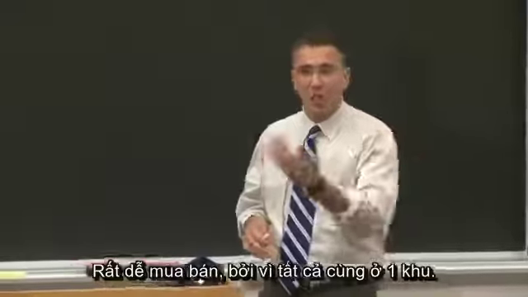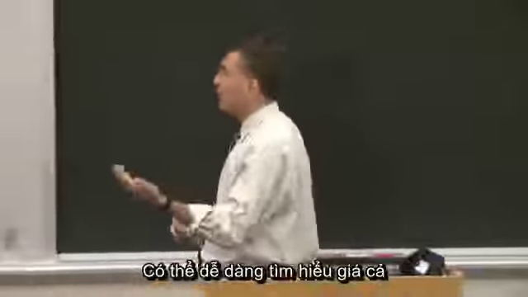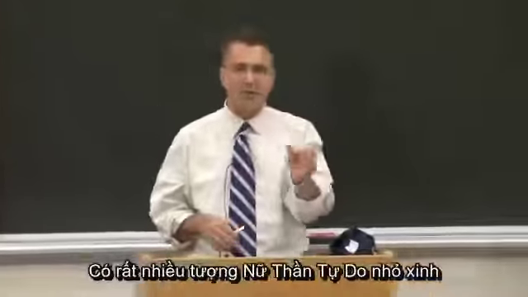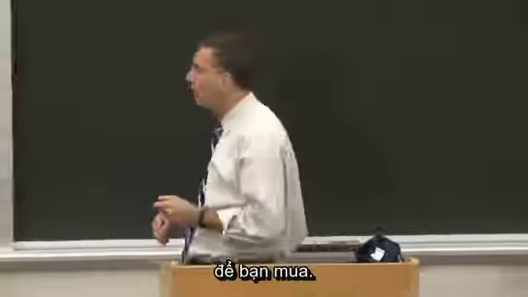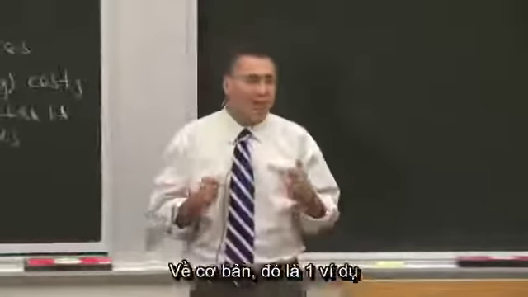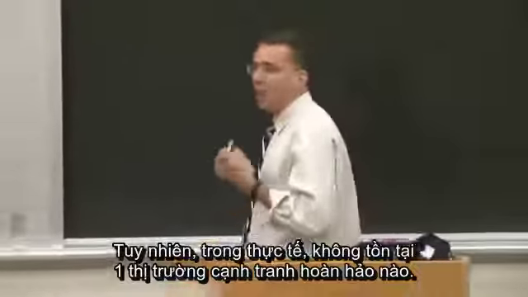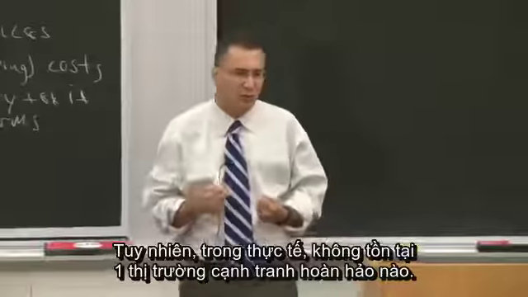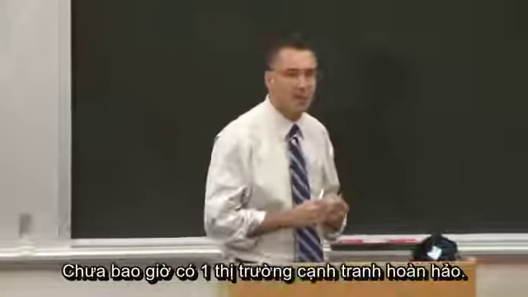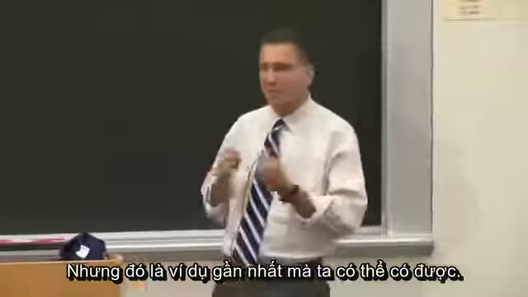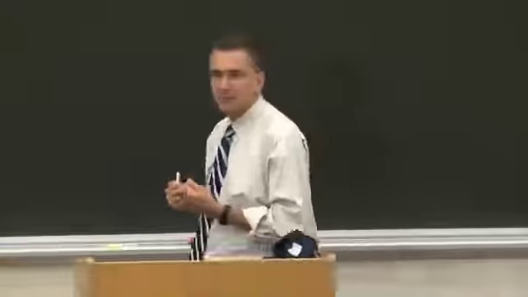That is the conditions for a perfectly competitive market. It's easy to shop because they're all in the same area. Prices are pretty easy to observe, and the products are all basically identical. There's only so many little Statues of Liberty you can buy. So that's an example of a perfectly competitive market. Now, in reality, no perfectly competitive market exists. There's never been a perfectly competitive market, but this is as close as we can get.